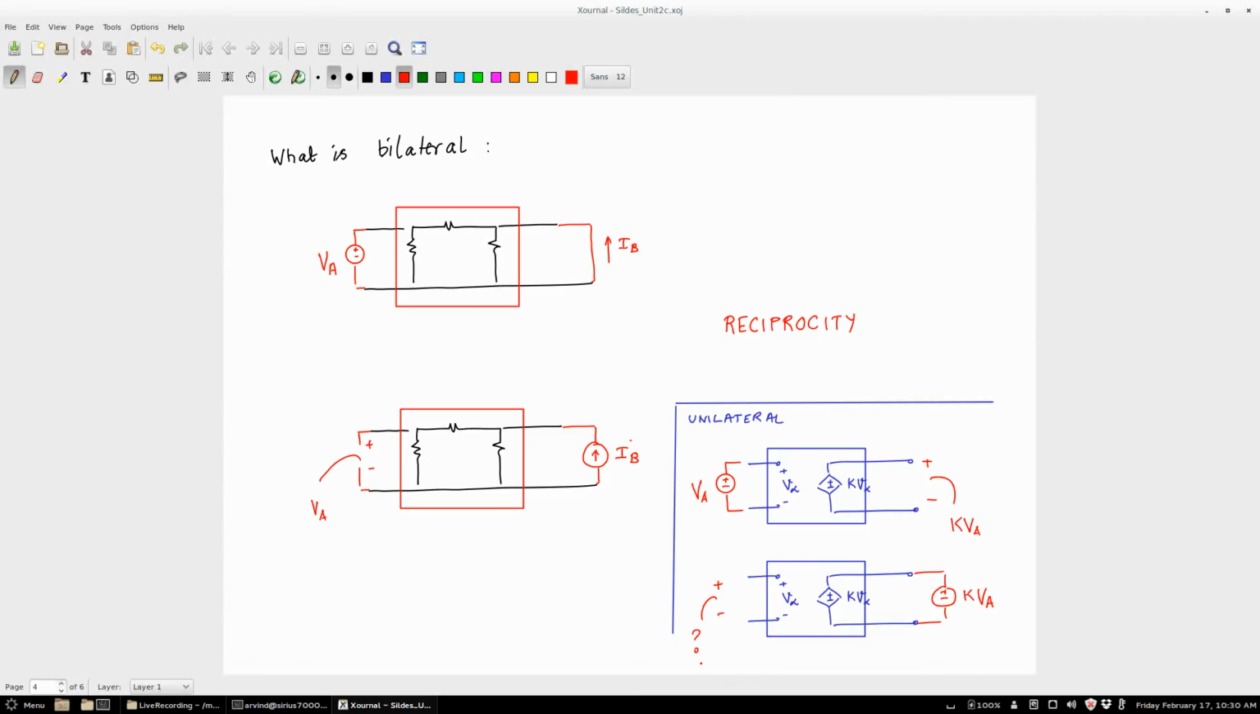Given an input VS, there is current flowing. If you pass a current, you are not going to get that same voltage on the input. Right? It's a unilateral device. So that's the point. Is that clear?